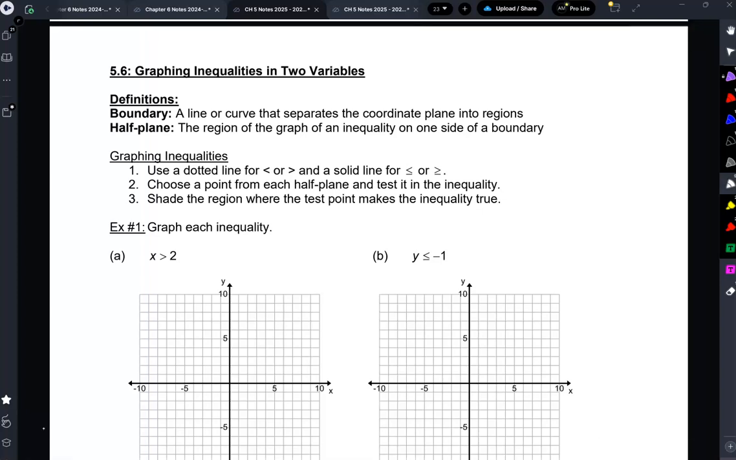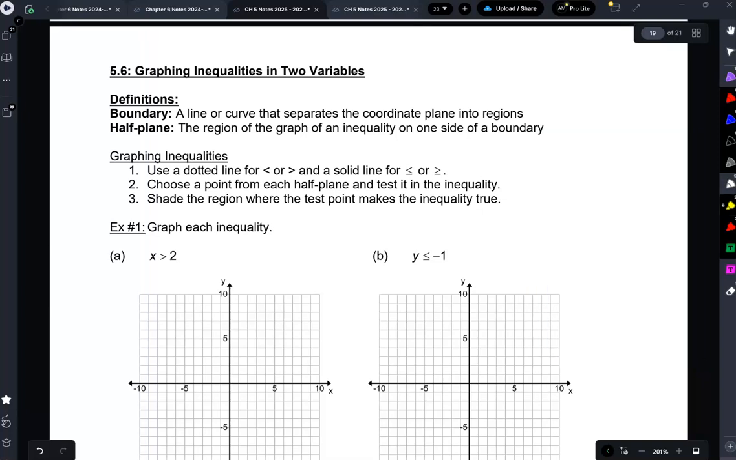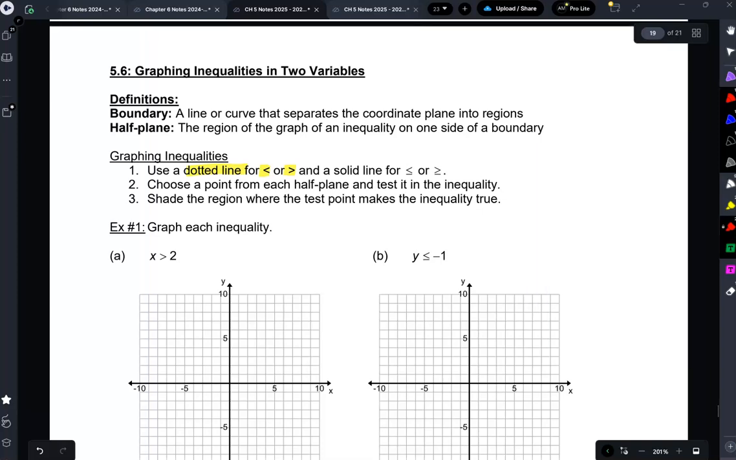First of all, depending on the inequality, we're going to use either a dotted line or a solid line. So for example, if the inequality is less than or greater than, we're going to use a dotted line. And if the inequality is less than or equal to or greater than or equal to, we're going to use a solid line. Then we're going to have to shade the region that makes the inequality true.